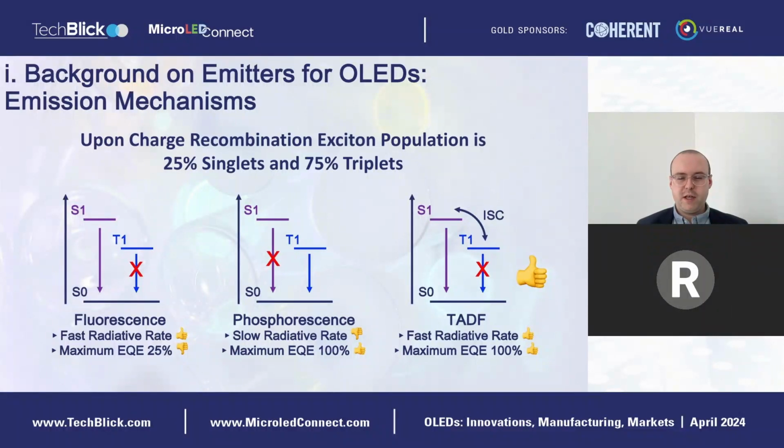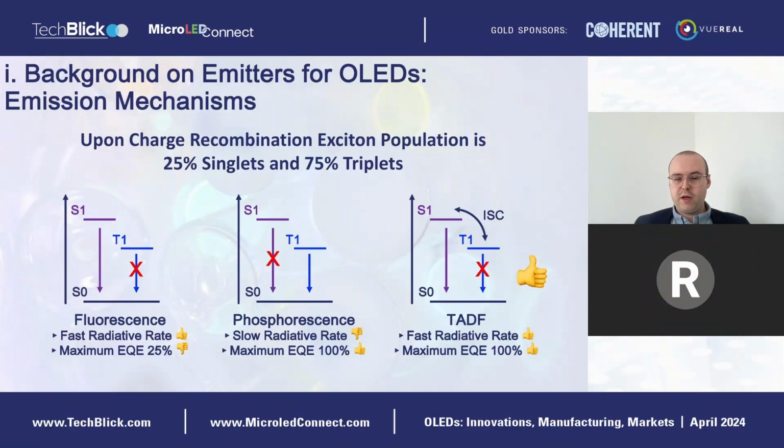We have three main families of emitters in OLEDs. First, you have fluorescence, which emits only through the singlet excited states. Therefore, the theoretical maximum EQE, or efficiency, is only 25%. That's the problem with them. However, they have fast radiative rates, so that is the benefit. Phosphorescent emitters, which are currently used in OLEDs, have a maximum EQE of 100%. This is because they can harvest both the singlet and the triplet excitons as they emit through the triplet excited state. However, the issue is the slow radiative rates, and that's more critical for the blue emitters.